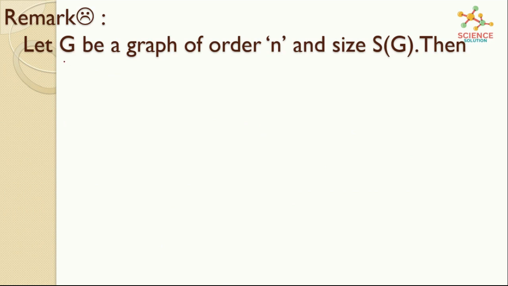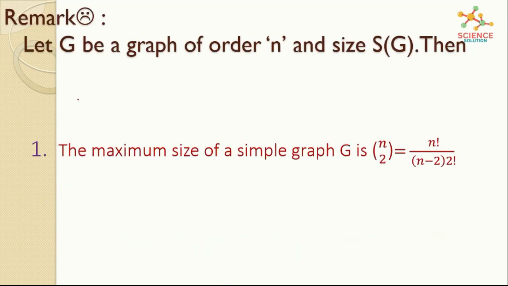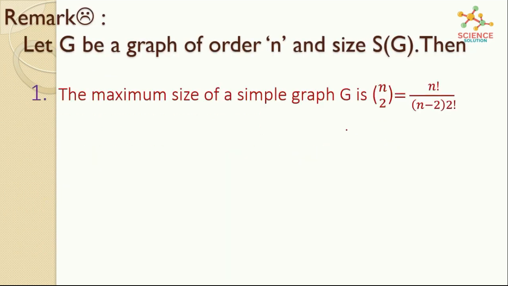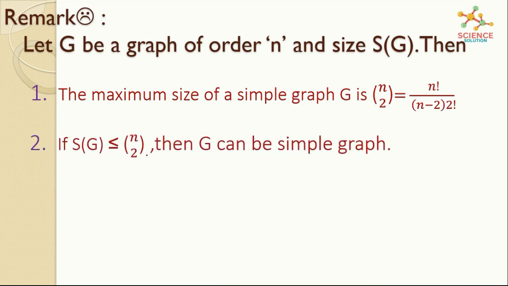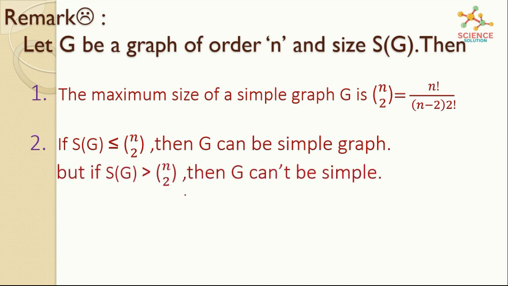Let G be a graph of order n and size S of G, then the maximum size of a simple graph G is nC2, and the second remark is if size of G is less than or equal to nC2, then G can be a simple graph, but if size of G is greater than nC2, then G cannot be simple.